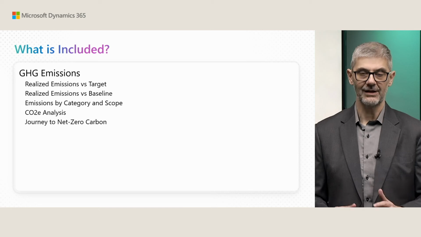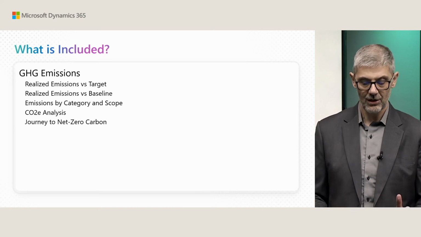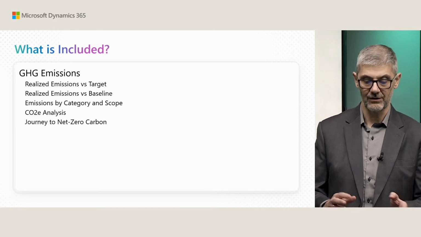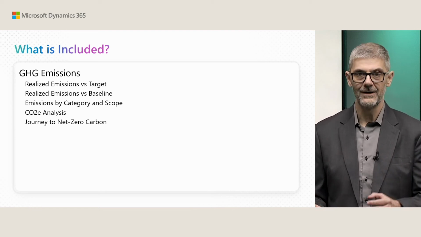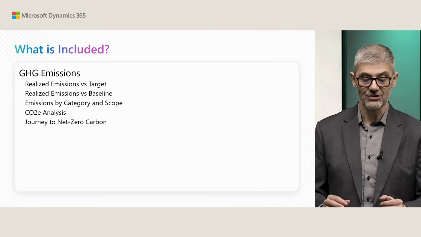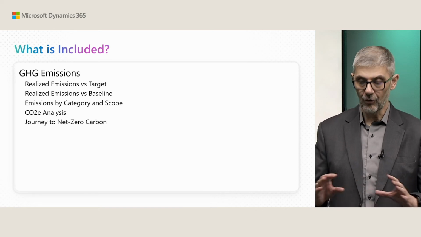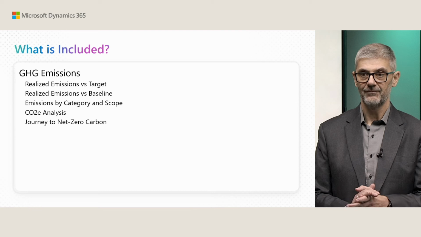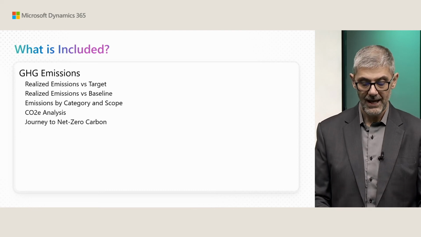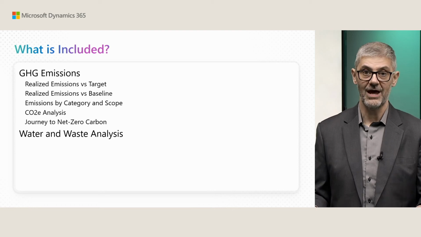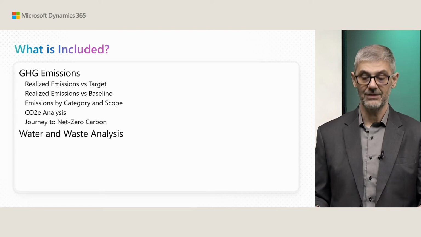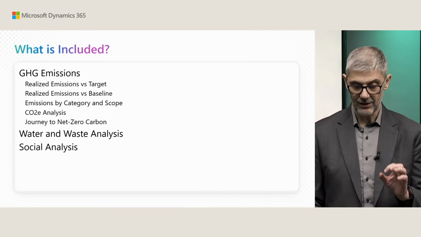The first set of reports is related to greenhouse gas emissions. So you can find realized emissions versus target and versus baseline. You can find emissions by category and scope, carbon equivalent analysis, journey to net zero carbon. So many different Power BI reports. Plus, we have water and waste analysis, because with this wave we introduce water and waste analysis. And one more thing, social analysis.